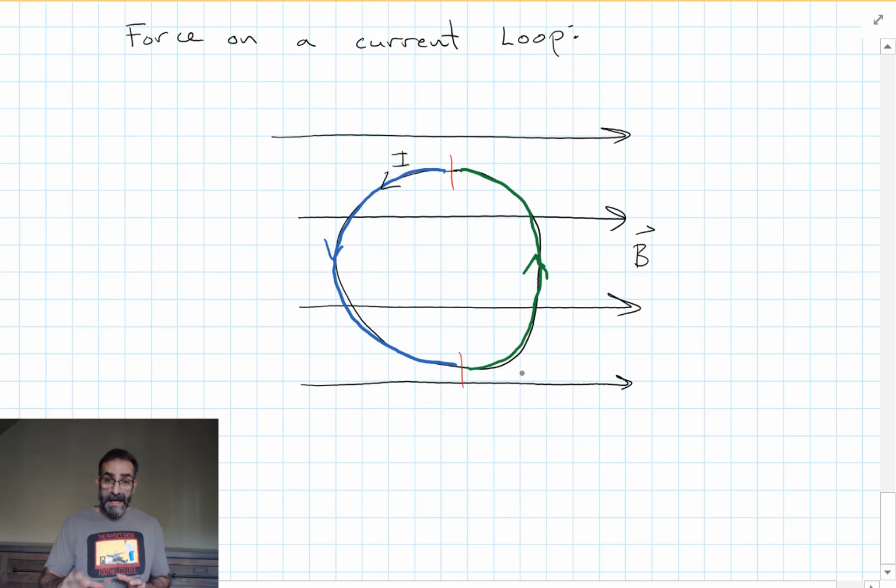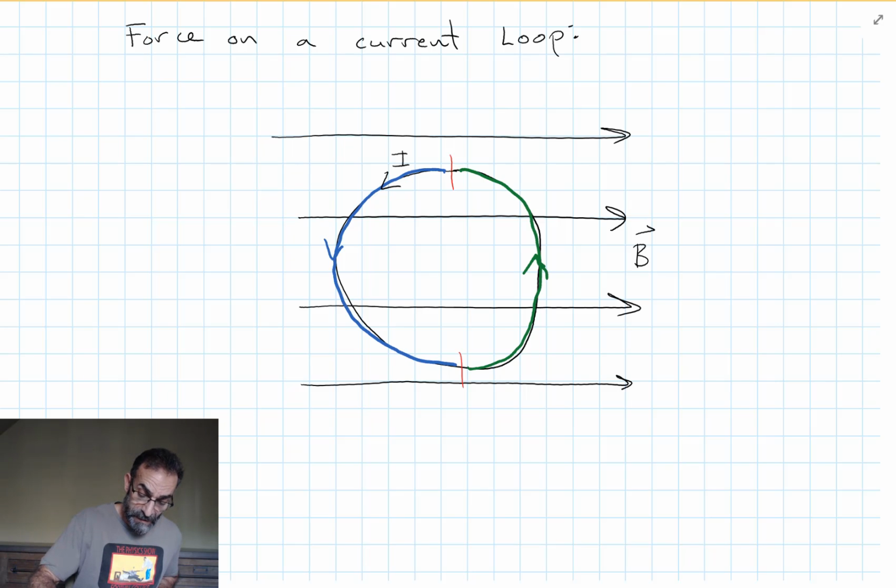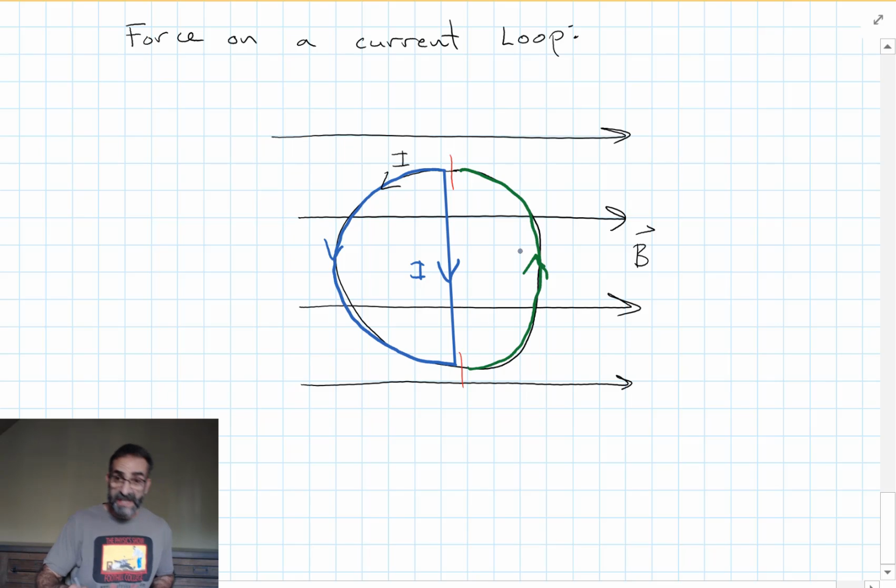Well, I can replace the left half, the blue half of this loop, with a straight line that connects the endpoints and a current that flows like that. As far as the force is concerned, those are equivalent. And I can replace the green line with a straight line path between those two points. And as far as the forces are concerned, it's the same force on the straight line path between the endpoints or that long curved path between the endpoints.